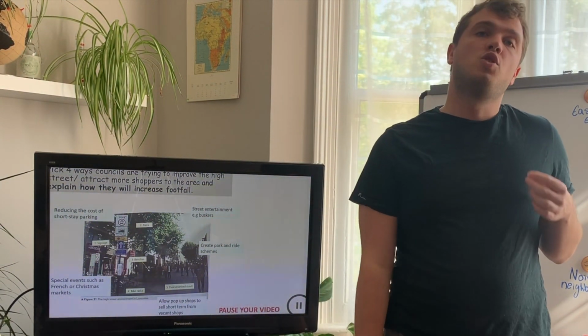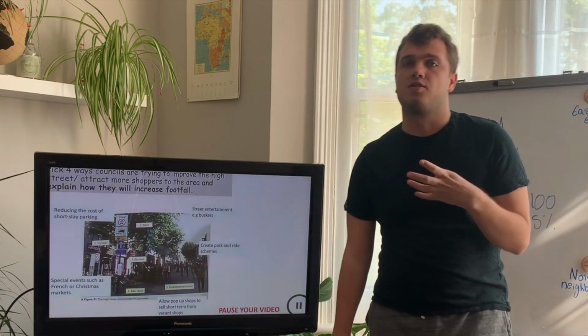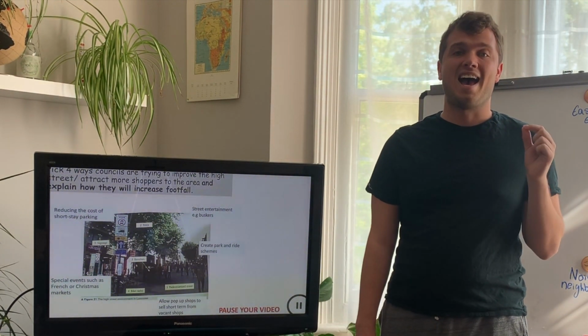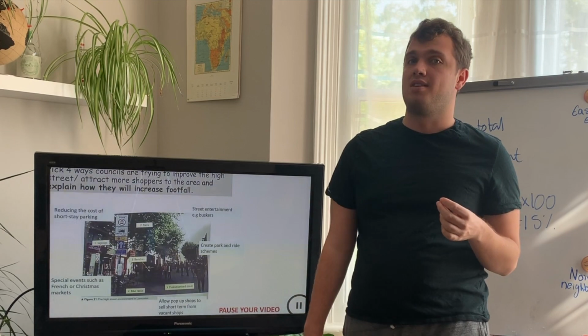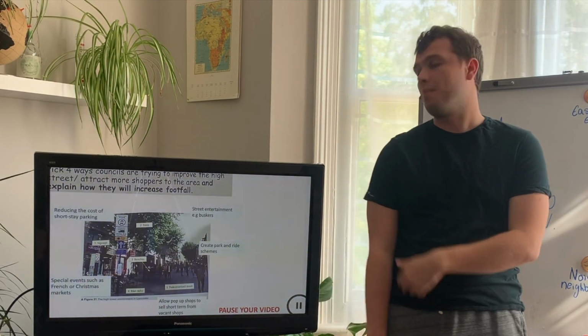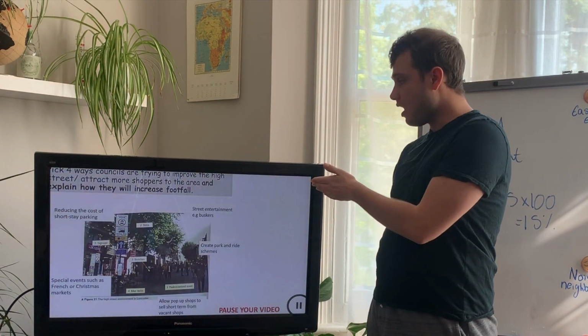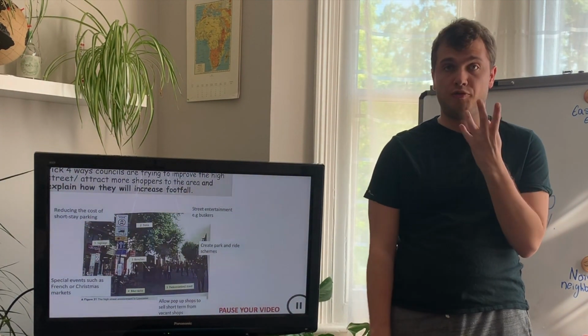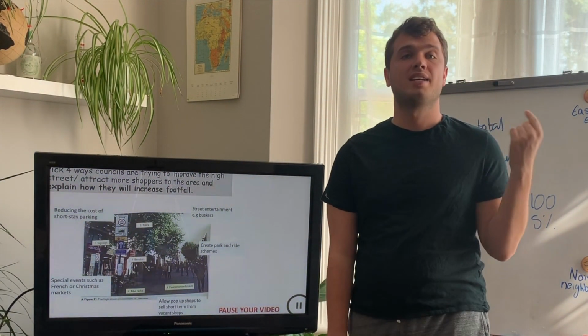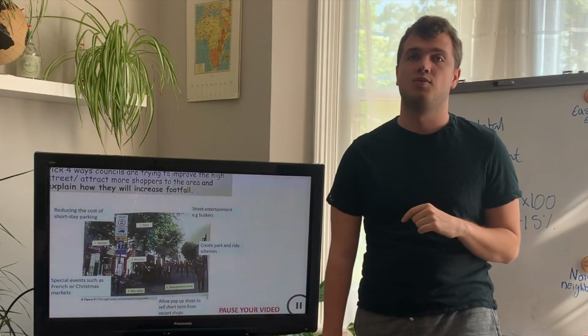What I would like you to do in your books is choose 4 of these, write them out and explain how they encourage shoppers to come back to the high street, how it encourages people to come and use this area again, all right? So have a look at these 9, choose just 4 of them, and write them out and explain how they encourage shoppers back to the area.